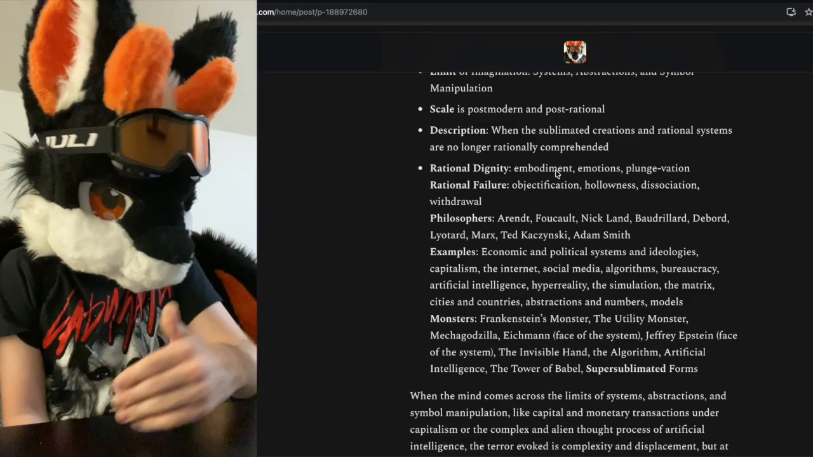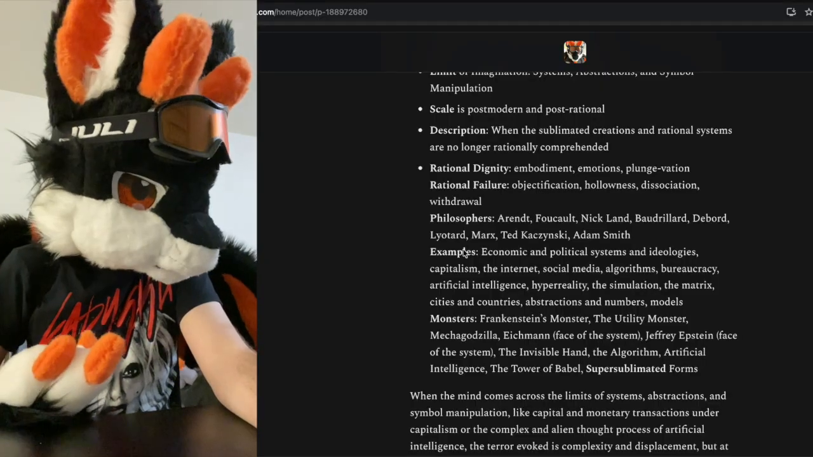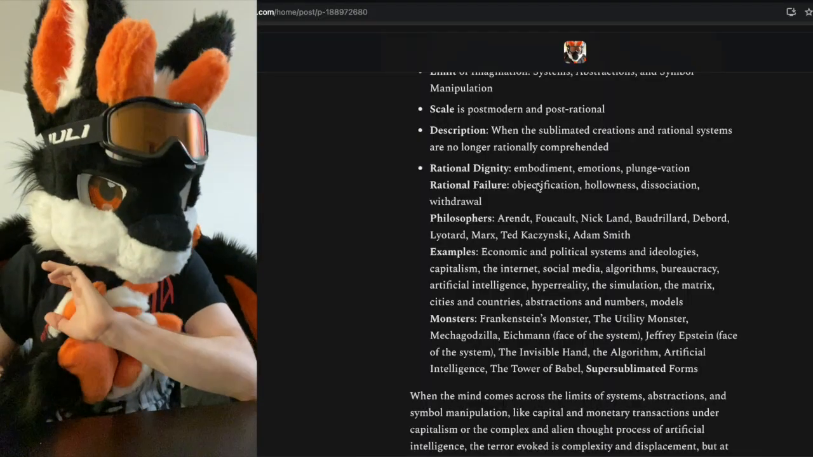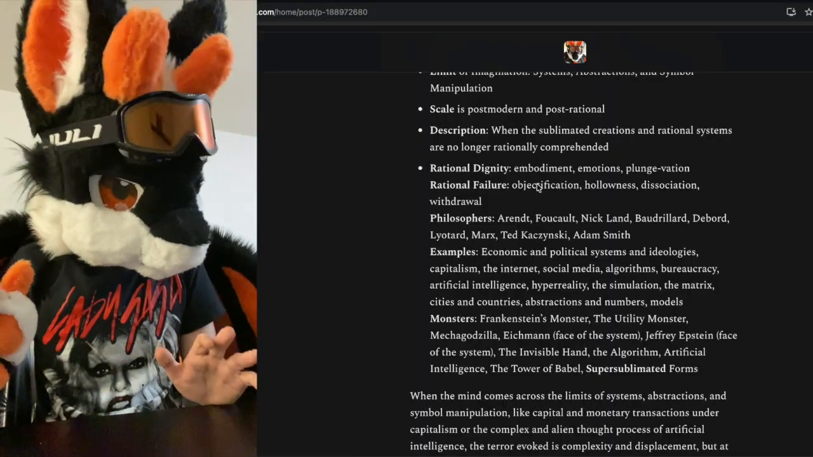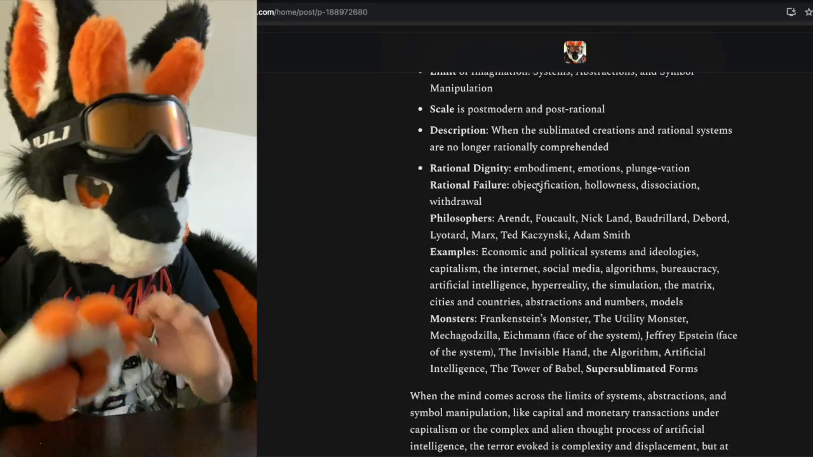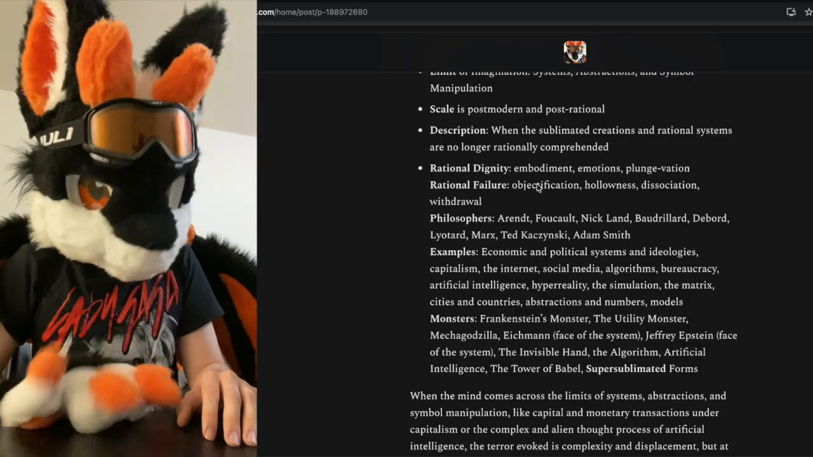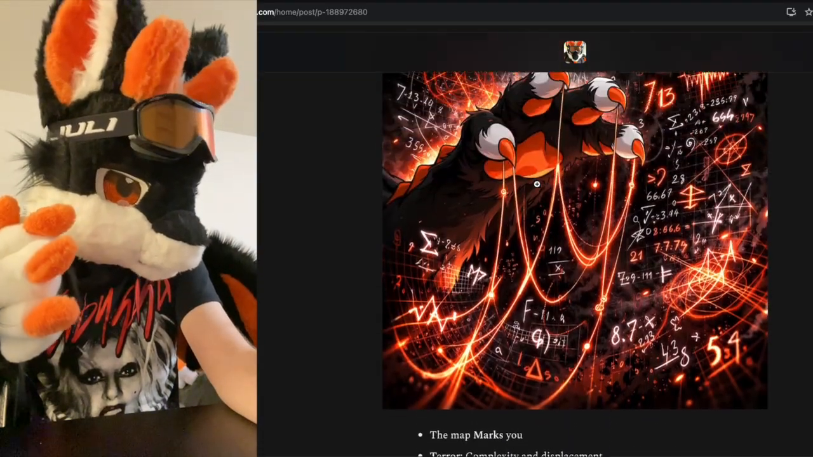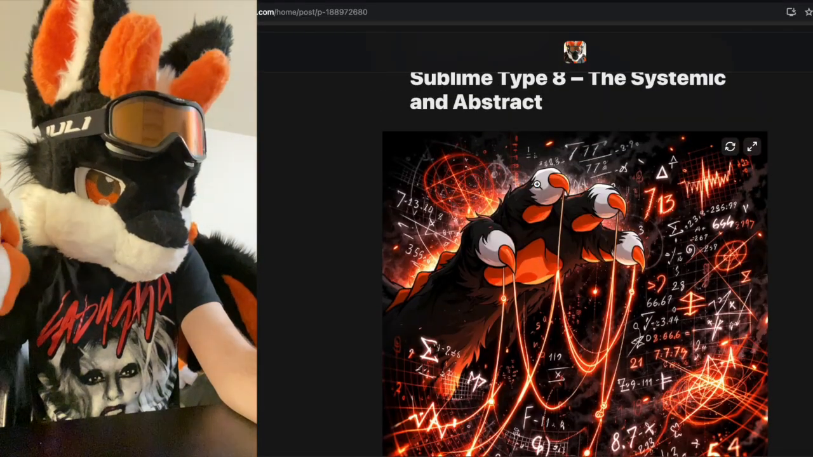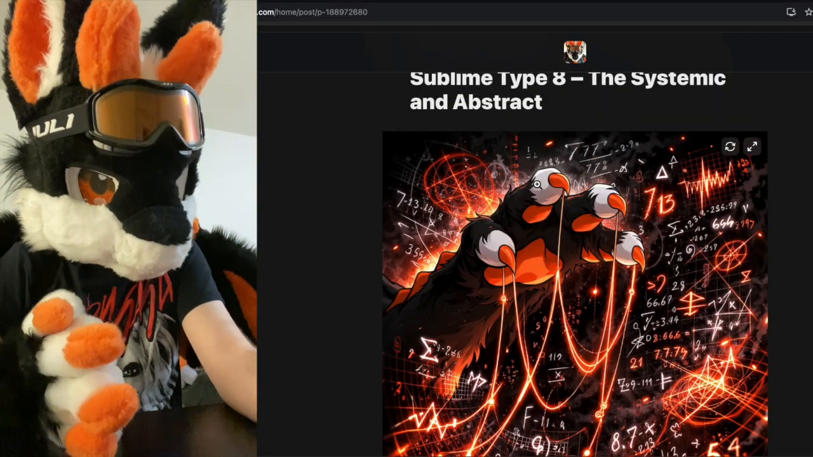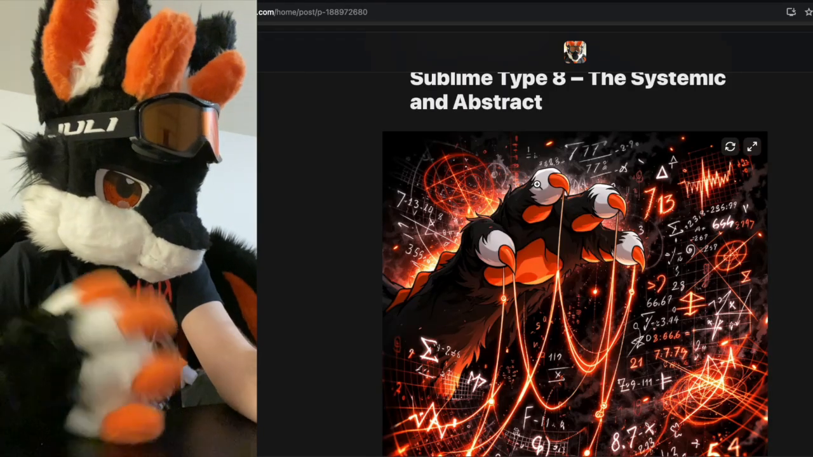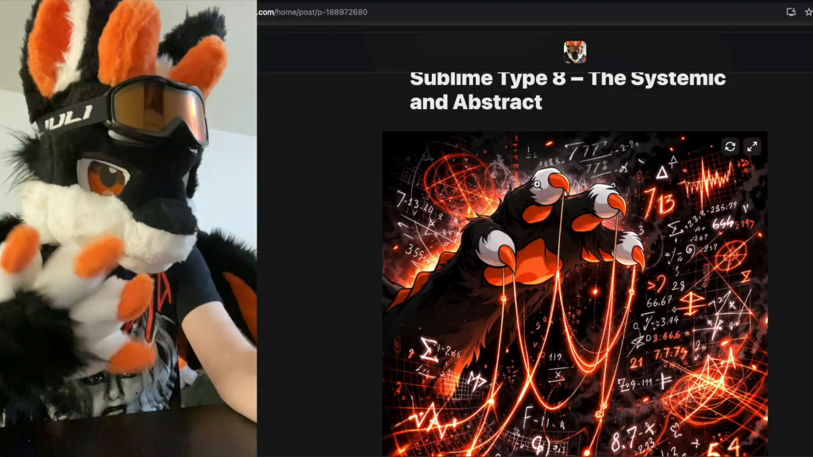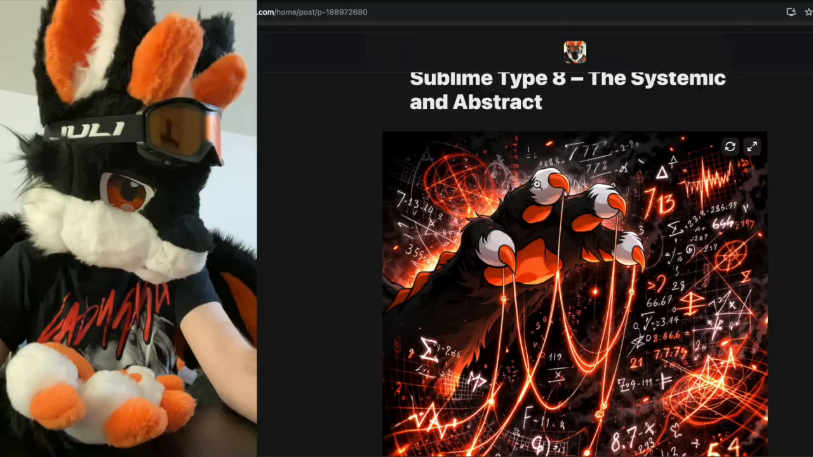But if you fail with this, you see a lot of what's happening today with objectification. Everyone is objectified, everyone is a number. Everything is based on utility and maximizing utility and optimization. Everyone is hollow, dissociated, withdrawn, depressed. The systemic sublime is the big one. It is the big limitation of our consciousness right now that we're dealing with. This is the big monster that we can't face because there is no face for it. And so modern humans are really struggling with this one.